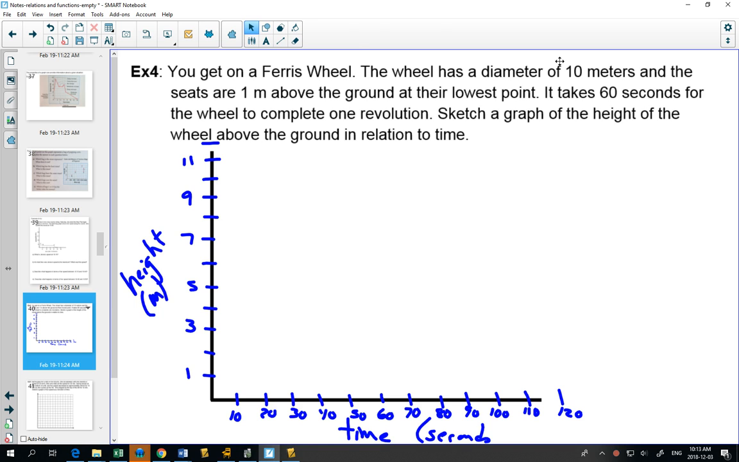So you're on your Ferris wheel. We put time along the x-axis in seconds. We put height in meters. The first thing we have to decide is what kind of scale we want to make. What is the data that we're talking about?